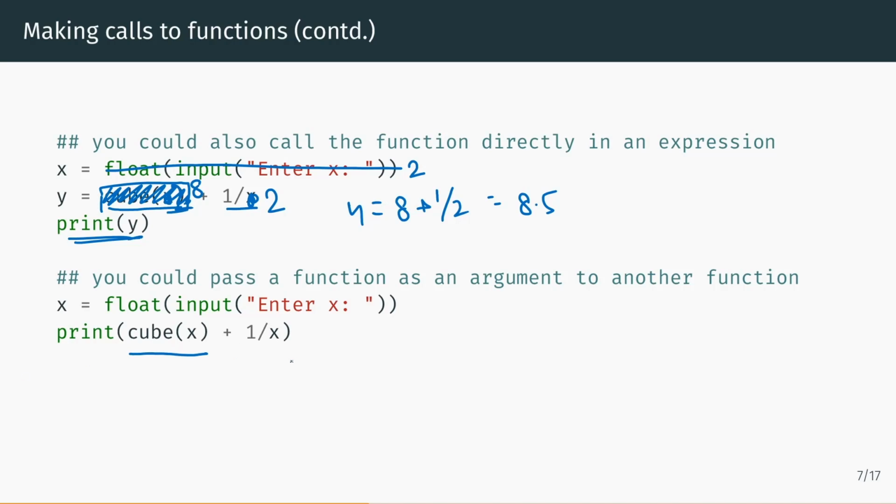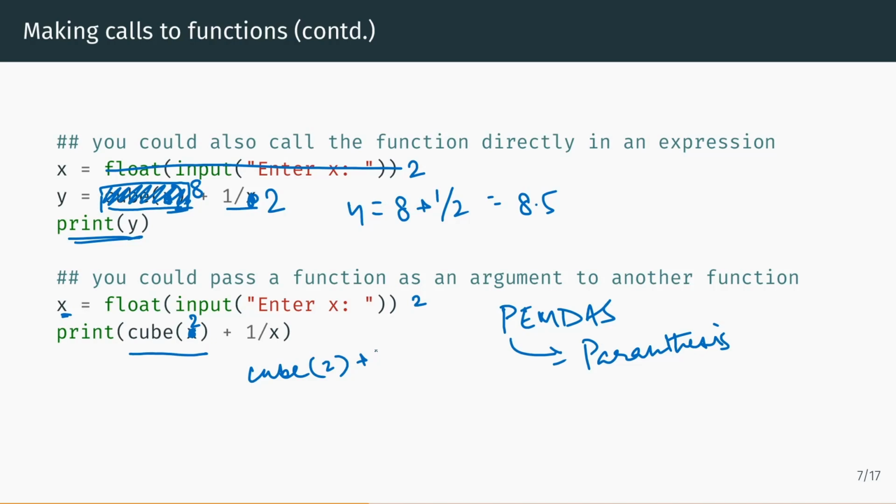As you know, it's again the PEMDAS rule, and the first thing that we do is the parentheses. So in this example, the first parentheses is this x. This x would be replaced by whatever the value of x is, which is, let's say, 2. So essentially this now becomes cube of 2 plus 1 over x.